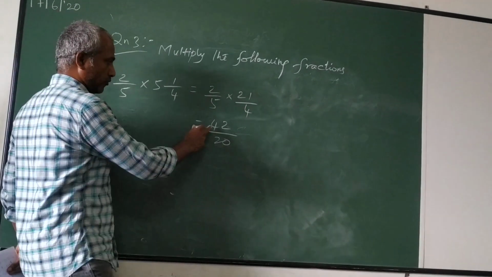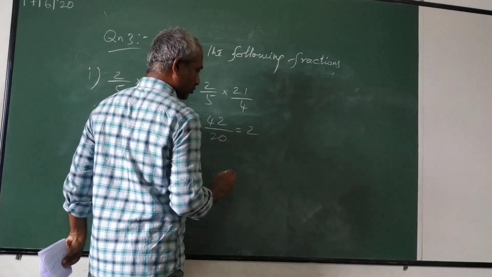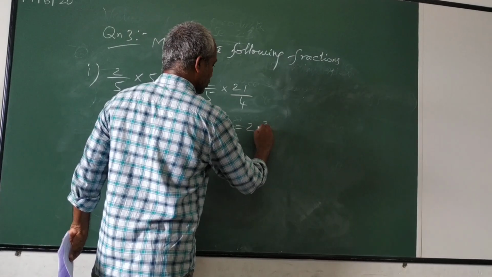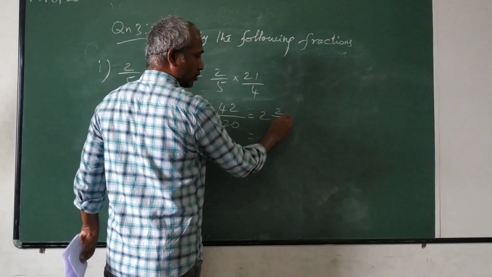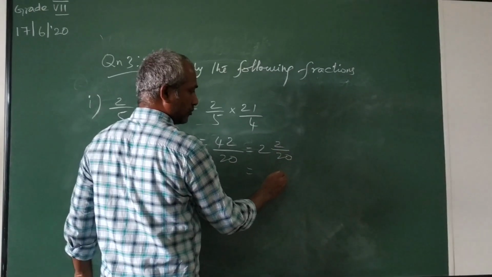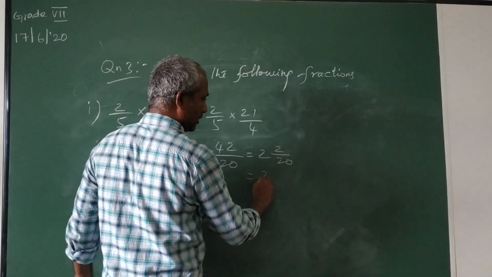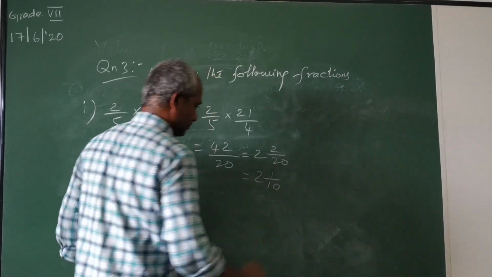How many 20s in 42? 2 20s. 2 20s are 40, balance 2 by 20. Here look, both the numbers commonly have the divisor of 2. So just cancel with 2, we will get 2 1 by 10.